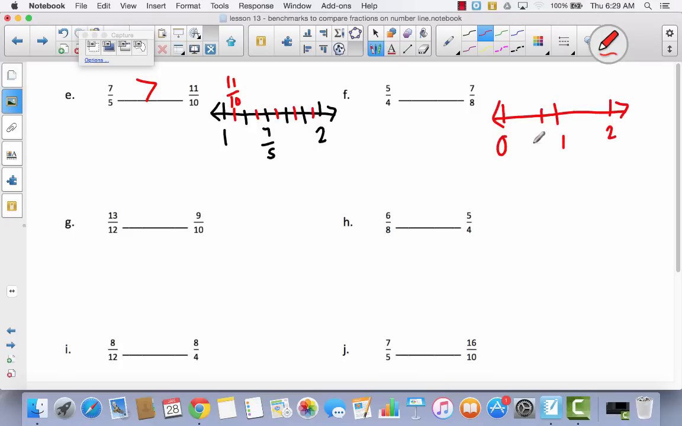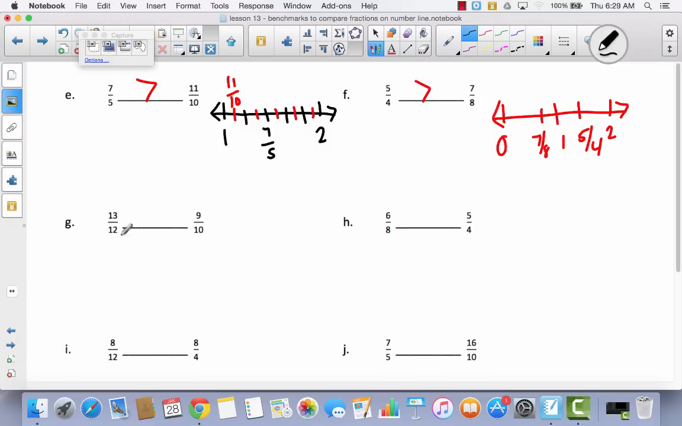7/8 is less than 1. 5/4 is greater than 1. That's all I need to know. If 5/4 is greater than 1 and 7/8 is less than 1, then 7/4 has to be greater than 7/8. All right, so let's take a look at G.